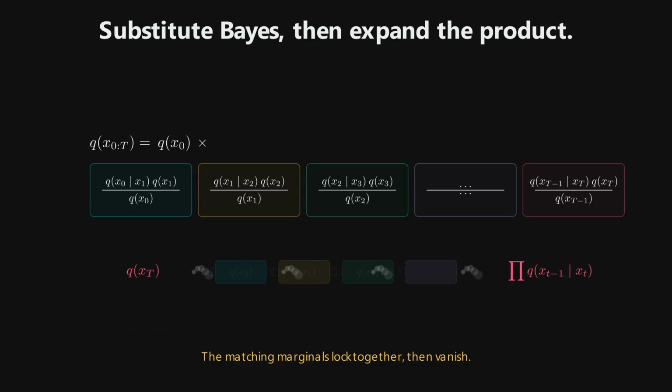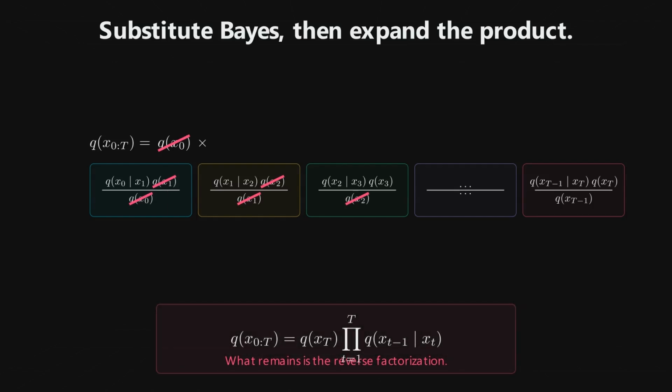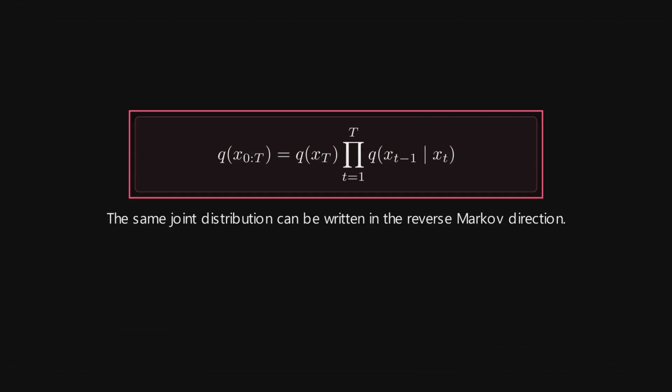And after all the cancellations, the reverse factorization remains: q of x0 to T equals q of xT times the product from t equals 1 to T of q of xt minus 1 given xt. This is a major turning point. It means the path from noise back to data can also be described as a Markov chain. But there is a catch, and in mathematics, the catch is usually where the PhD begins.